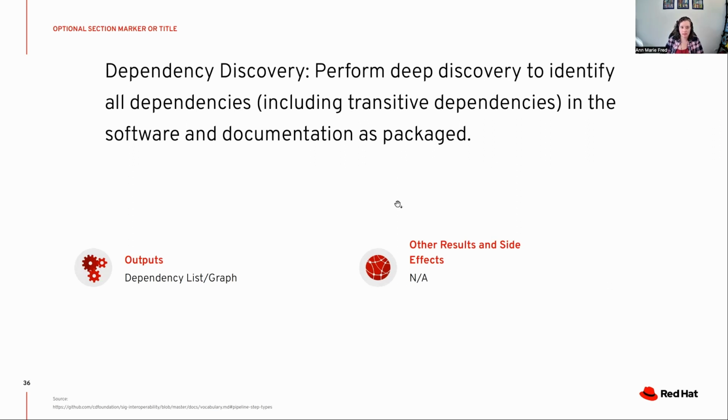Now this dependency list may go into something like a lock file, which will guarantee that your build and deployment are using the same exact versions of your packages. It can also be used in a bill of materials. And it can also be used to check for known vulnerabilities.